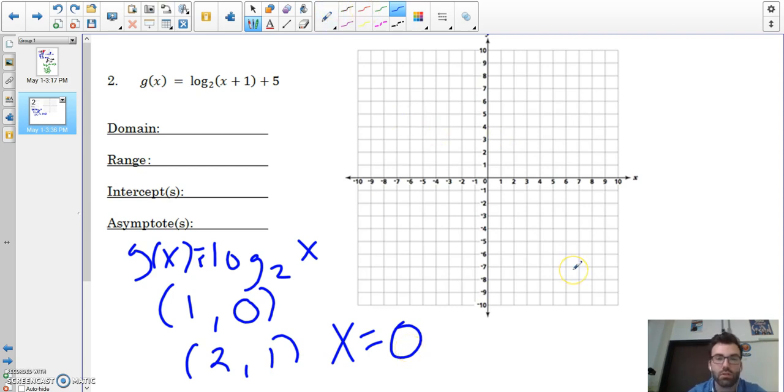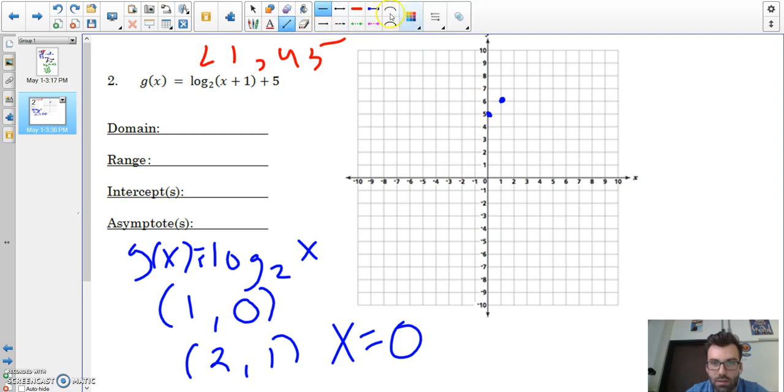Now I want to shift based on those key features. The plus 1 means I move left 1. The plus 5 means I move up 5. So left 1, so I start at 1, comma 0, move left 1, up 5, and make a dot. Next, 2, comma 1, left 1, up 5, make a dot. My vertical asymptote was at 0. Now I moved left 1, so it's at negative 1.